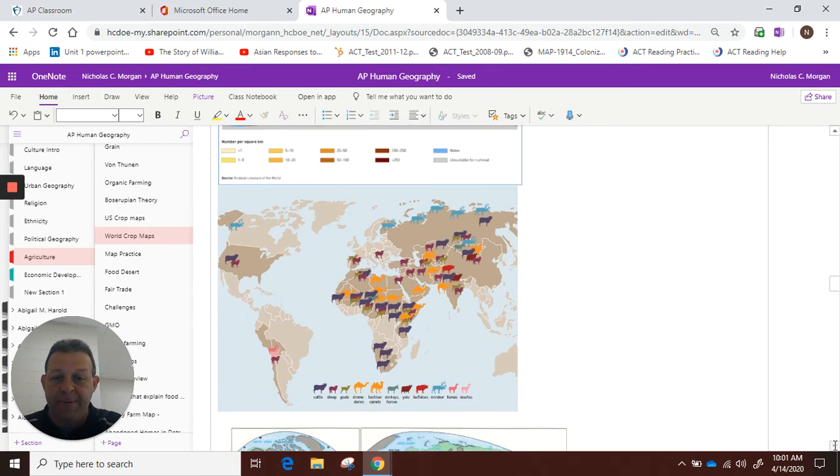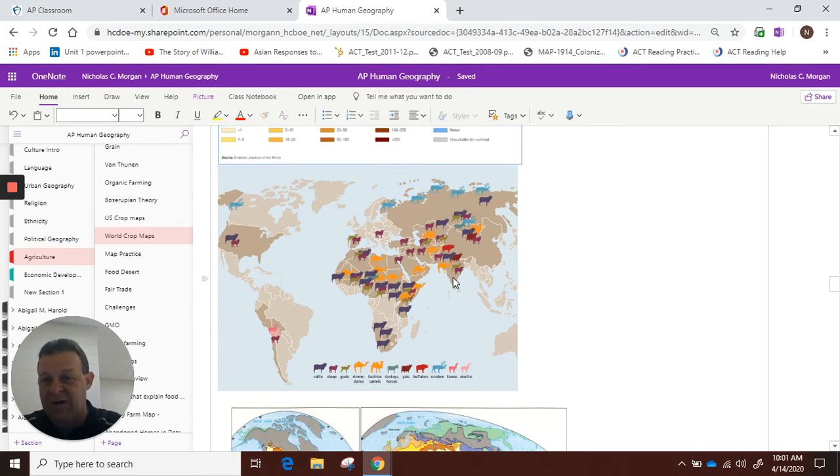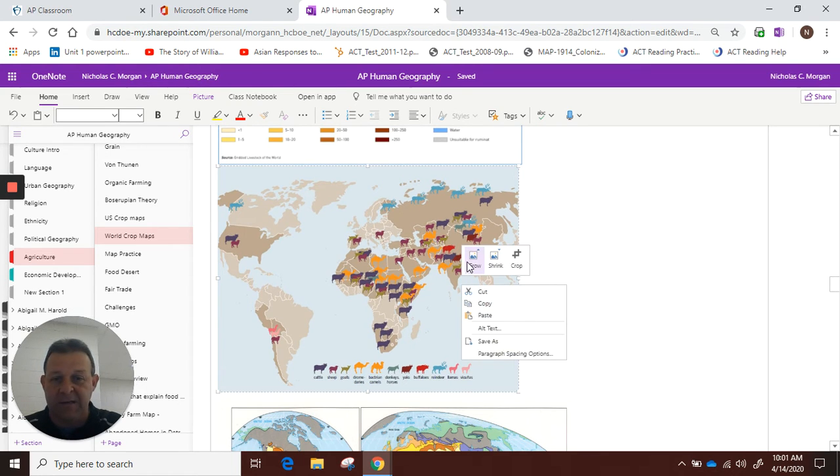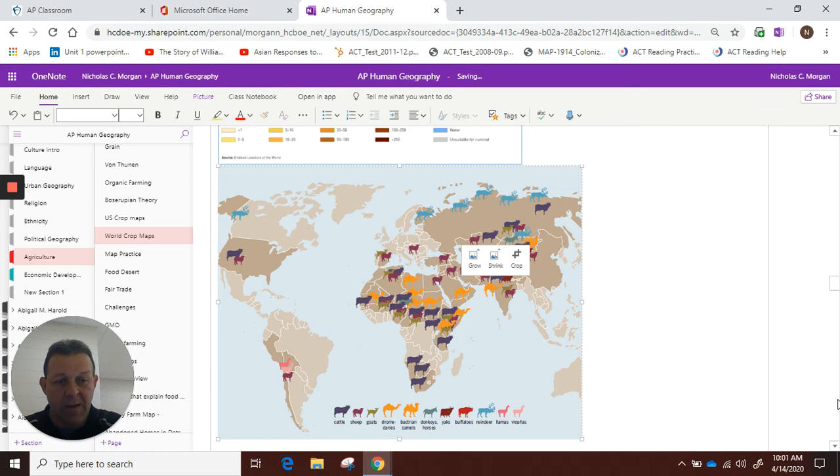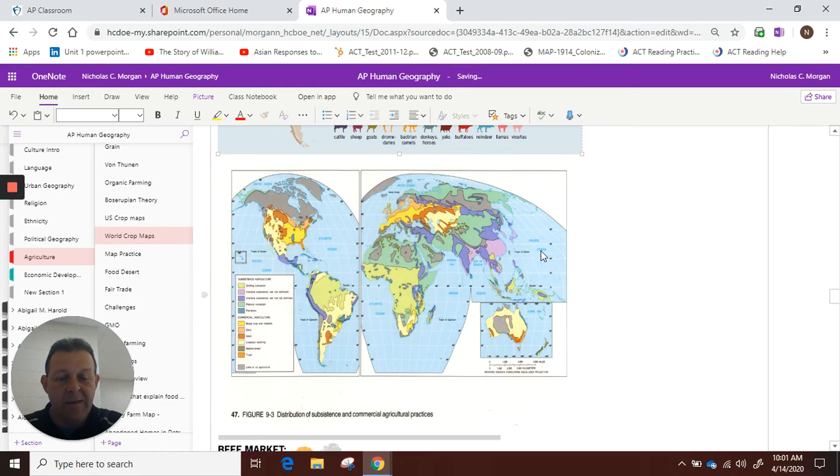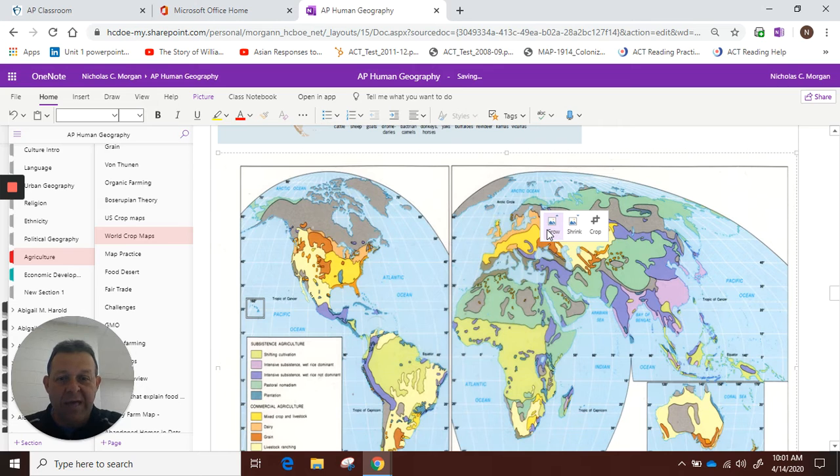Then this is a good map of cattle production in the world or livestock production. They give the type of animal. Notice camel in the Middle East. Please take a look at these. I could go over them over and over, but I'm going to let you modify that based on what you need.